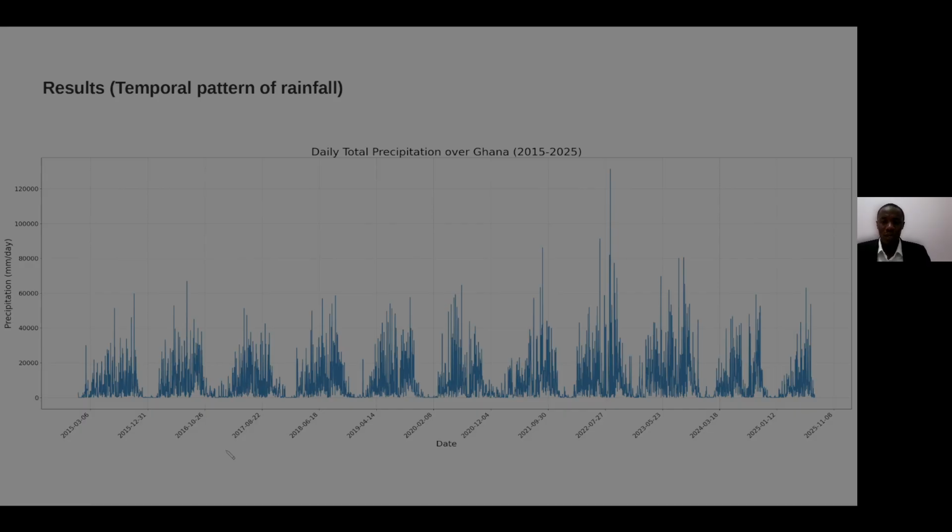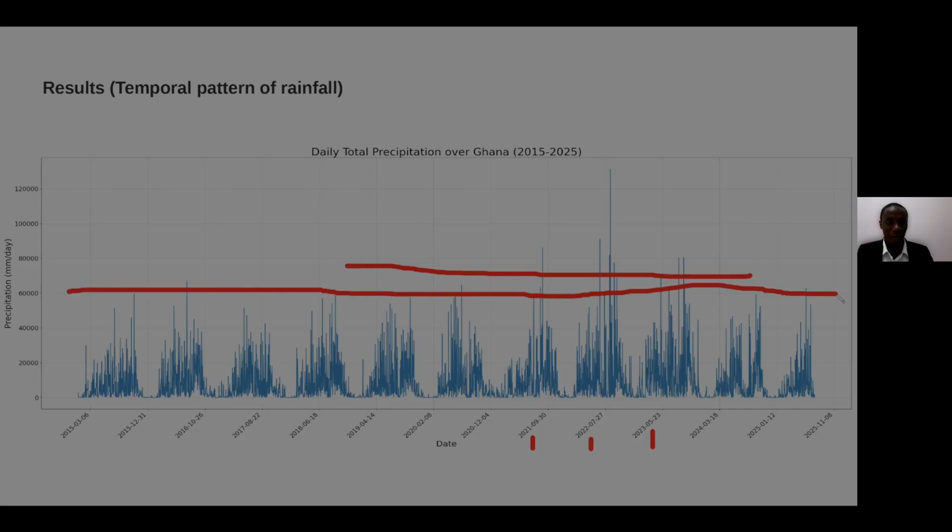Now to the results. First, we observed the temporal profile of rainfall over Ghana between 2015 and 2025. Most significant on this image is this region, where we have a higher total amount of rainfall over Ghana. These regions occur in 2021, 2022, and 2023, implying that during the COVID time there was a high amount of rainfall over the whole of Ghana. The other years almost have the same high amount of rainfall.